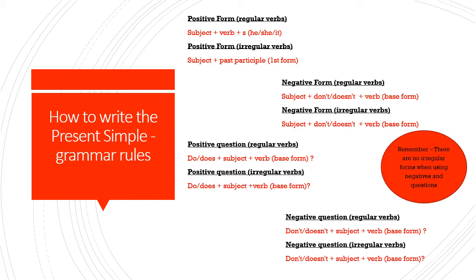So the good thing is that when we're talking about negatives and questions using the present simple, there are no irregular verbs. You don't need to worry about irregular verbs. But the most important thing to remember is this: he, she, and it. So don't forget, add s to the verb for the positive form for he, she, and it. And then if you're using he, she, and it in the negative or in the questions, then we need to use does or doesn't. So he does, she does, or he doesn't, she doesn't, it doesn't. So those are the things to remember when it comes to the grammar rules.